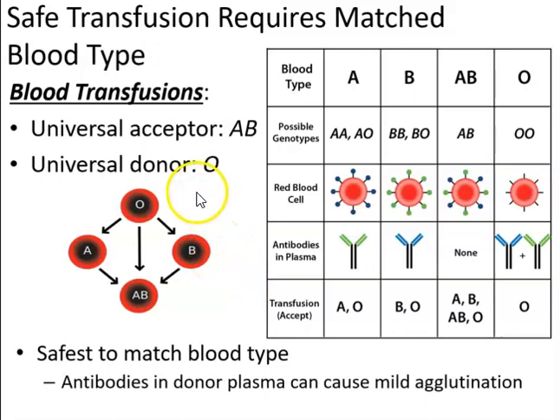So here we see that type O can be donated universally to any blood type, and type AB can receive any blood type because of the lack of antibodies within the plasma.